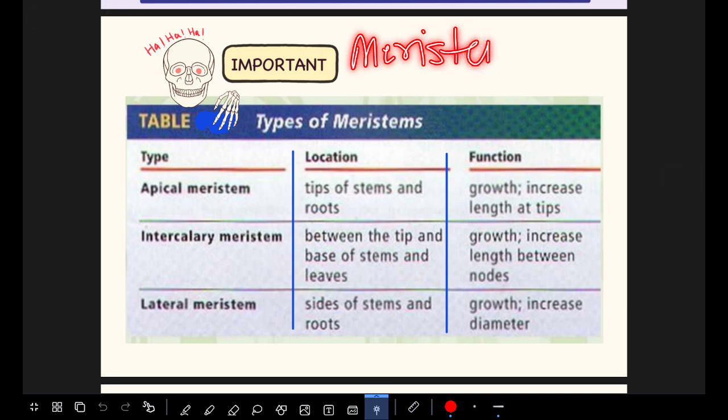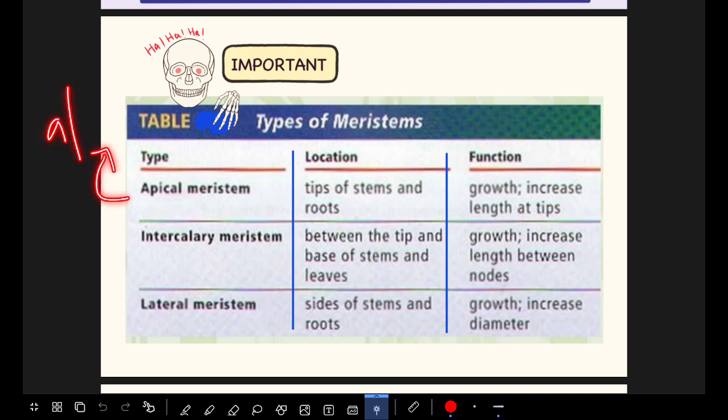Now meristematic tissue can further be classified into apical meristem, intercalary meristem and lateral meristem based on their location. So the criteria for classification is location. Apical, as the name suggests, is derived from the word apex. Apex means tips.